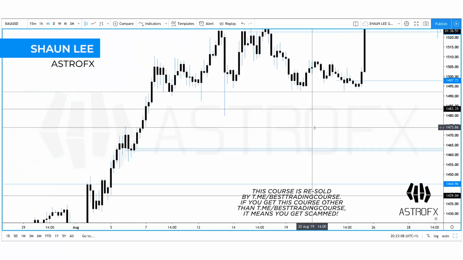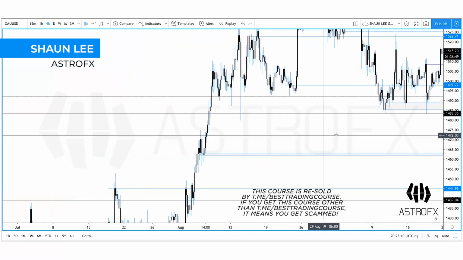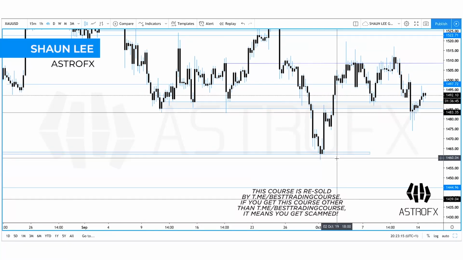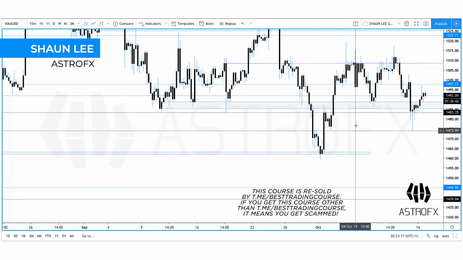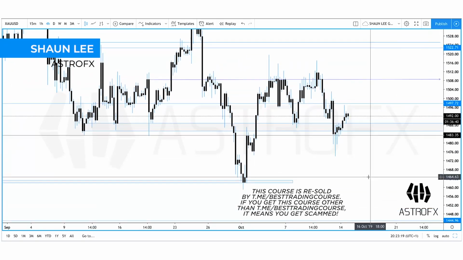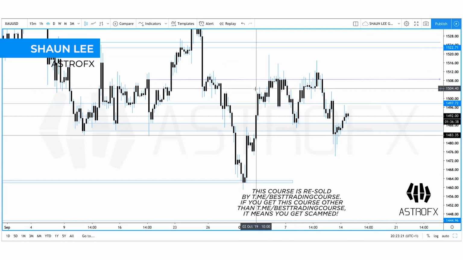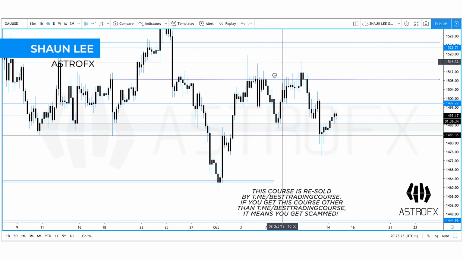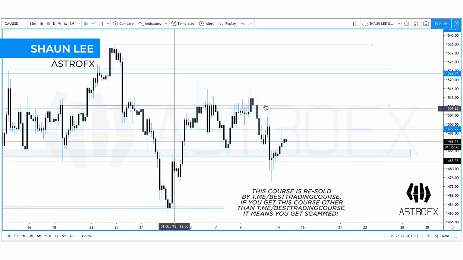So I'm using that area again just to see why and where this came through. It's also 1460, a nice psychological area there, which bounced back up. Now, once we did get the rally to the upside, the 4 hourly from over here, look how it's reacted.